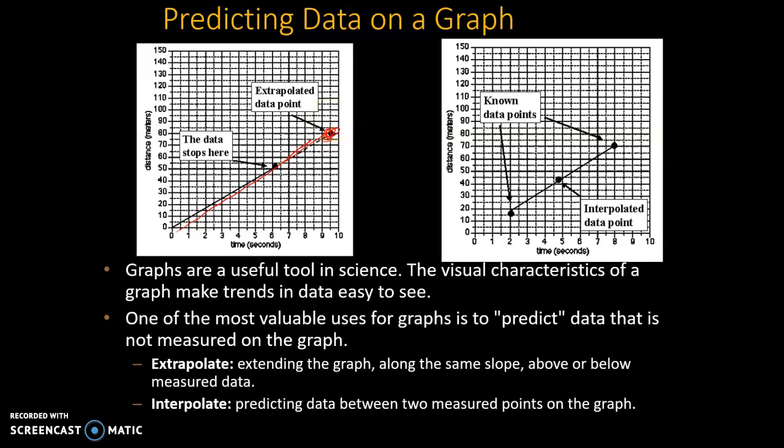Now, if I interpolate, I'm going to predict the data. So I know this data point and this data point. So I can predict between those two measured points, I can predict this data point. If you have any questions or concerns about this specific part of predicting data on a graph, please make sure you send me a message with your question.